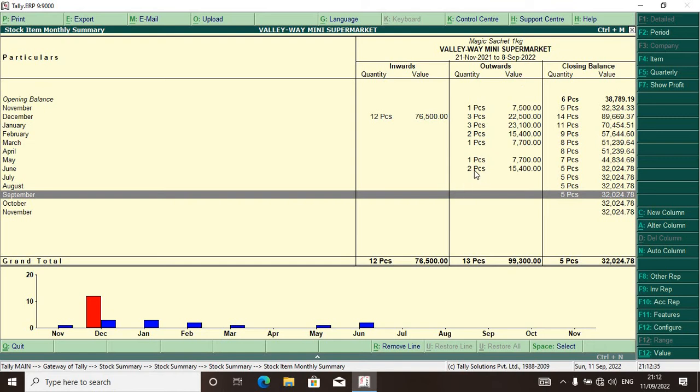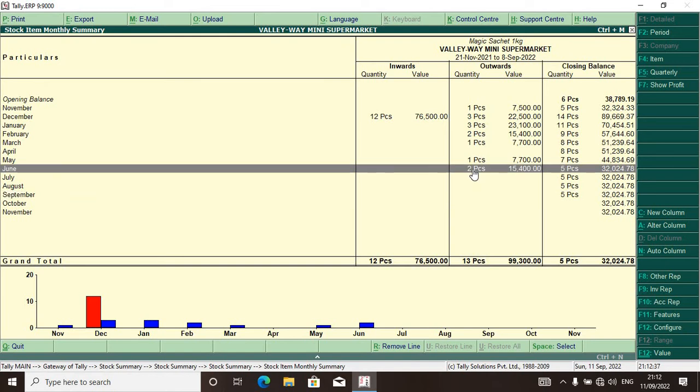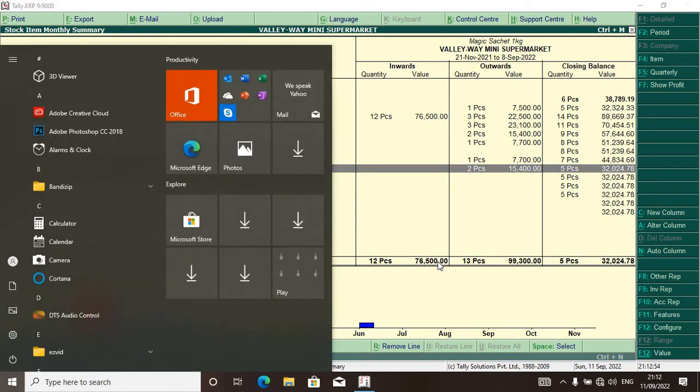Now for our case, what we're looking for is the outwards. There are these two items here. We have to consider them. There are two at this price. What we need to do, let us get our calculator.